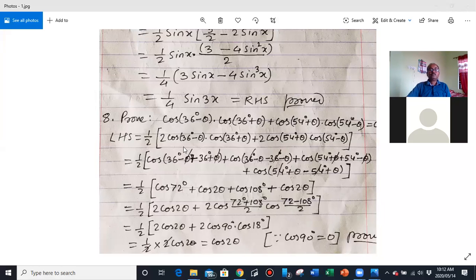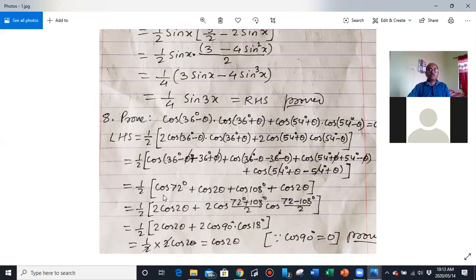Now here 54 plus 54, 108. Again theta plus theta, 2 theta. So cos 72 degree plus cos 2 theta plus cos 108 degree plus cos 2 theta. Now cos 2 theta appears twice, so we write 2 cos 2 theta.